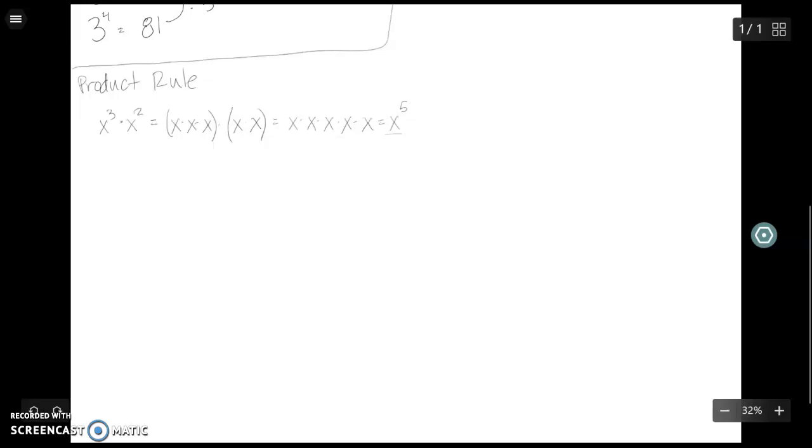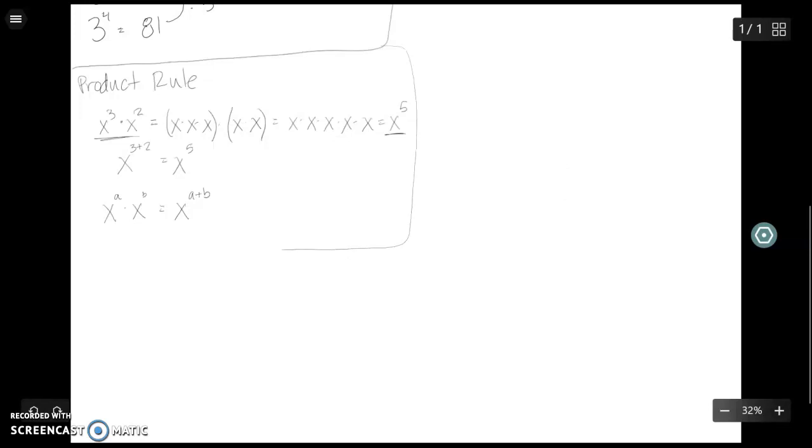Now if we look at what our answer was, what our product is, compared to what we started with, we see a pattern. If I were to just add these two exponents together, then I would have gotten x to the fifth. And that is the product rule. It says that if I have any number raised to any power, we'll just call it a, multiplied by the same base raised to another power, to simplify that, I just have to add those exponents. Pretty sweet, huh?